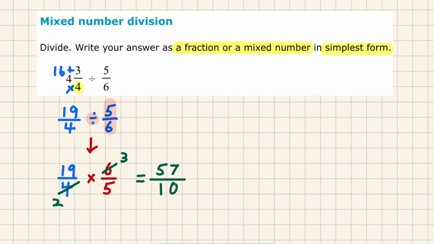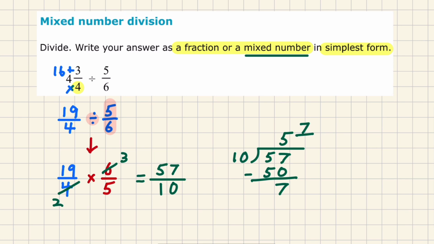And since 57 over 10 is an improper fraction, I'll convert that to a mixed number by dividing 10 into 57. 10 goes into 57 5 times. 5 times 10, 50, leaves me a remainder of 7. That remainder is my numerator. The denominator is still 10. So as a simplified mixed number, we have 5 7/10.